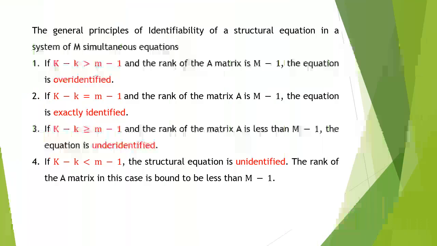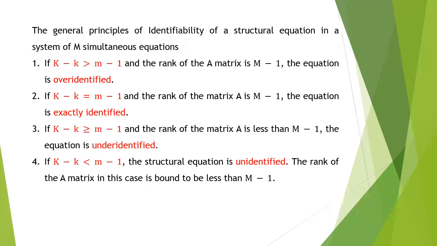Now, let us conclude by stating the general principles of identifiability of a structural equation in a system of m simultaneous equations. That is, first one, if K minus k is greater than m minus 1 and the rank of the A matrix is m minus 1, the equation is over identified. Second, if K minus k is equal to m minus 1 and the rank of the matrix A is m minus 1, the equation is exactly identified.